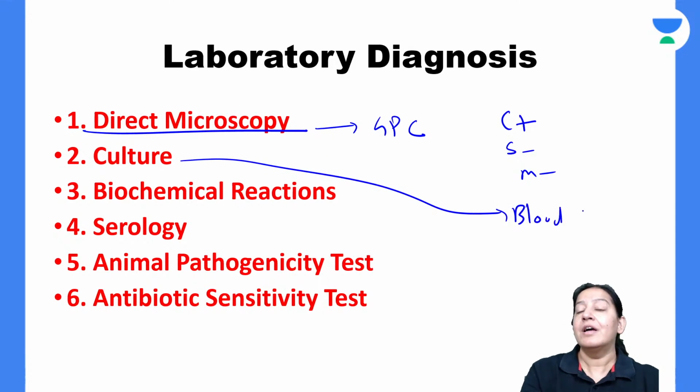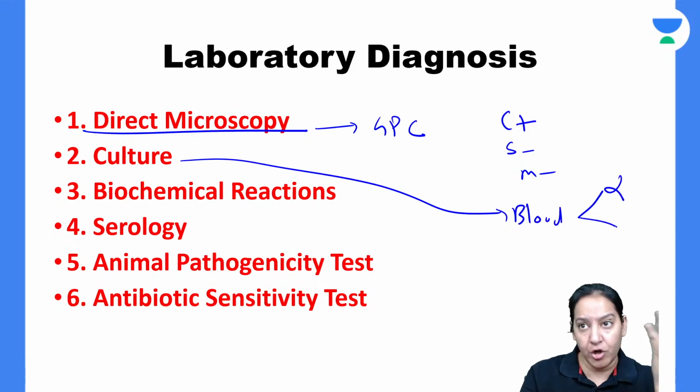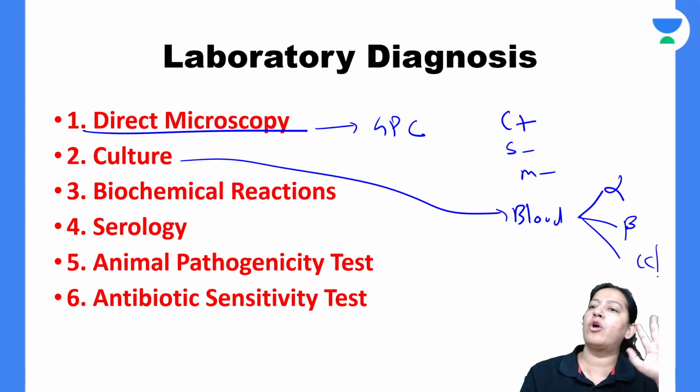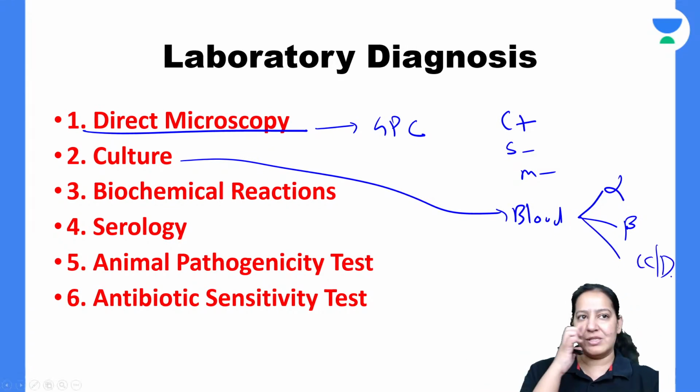On blood agar, normally you will get alpha hemolysis, but in anaerobic condition you will get beta hemolysis. On prolonged incubation you will get Carrom-coin or Draughtsman appearance. So you know the summary, right?